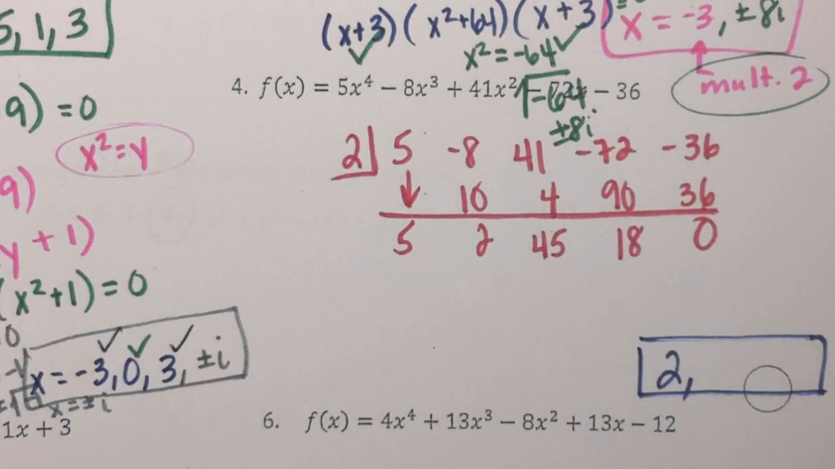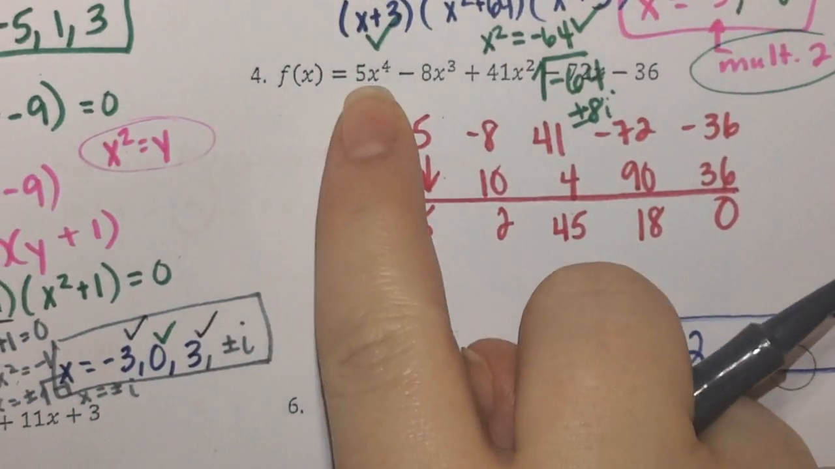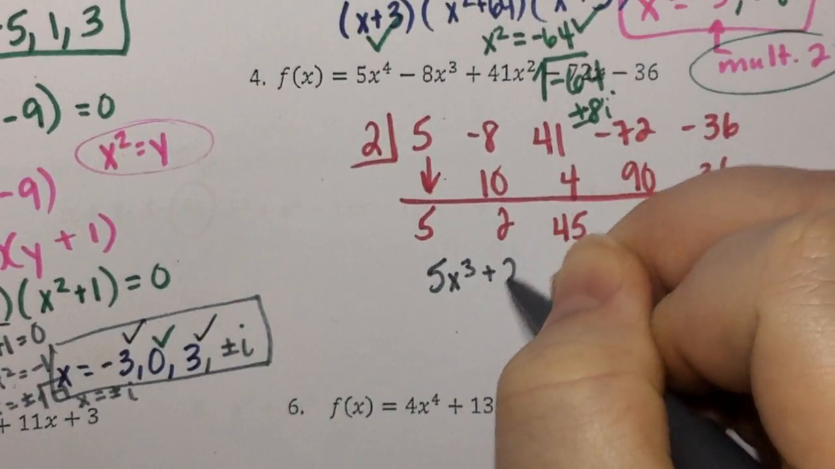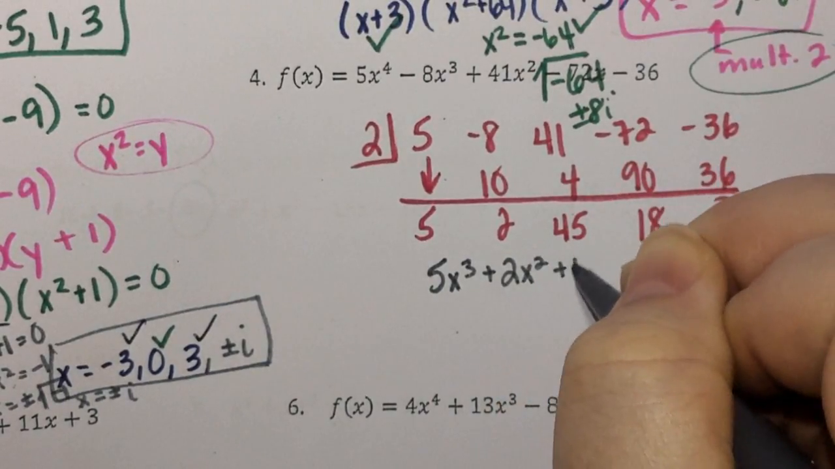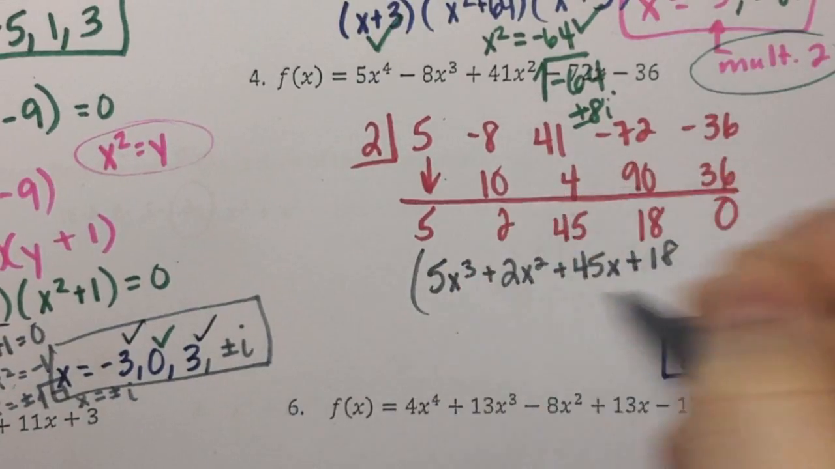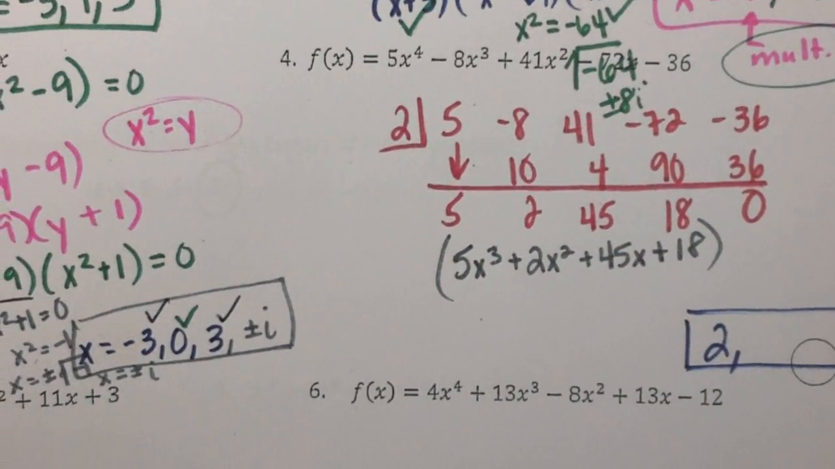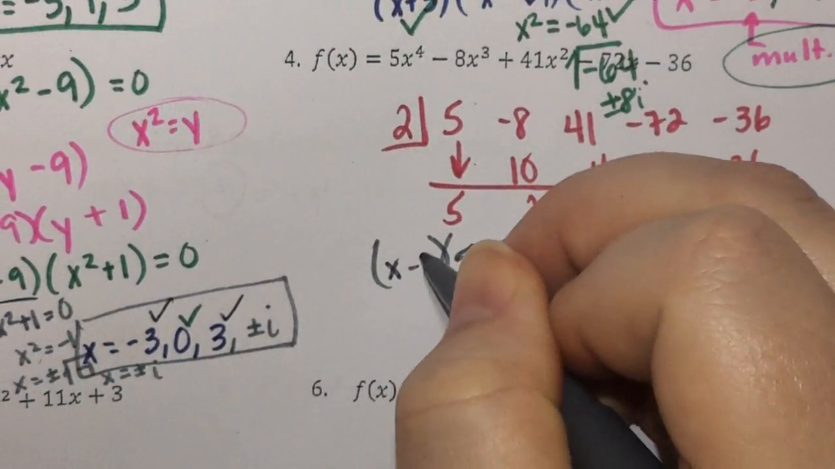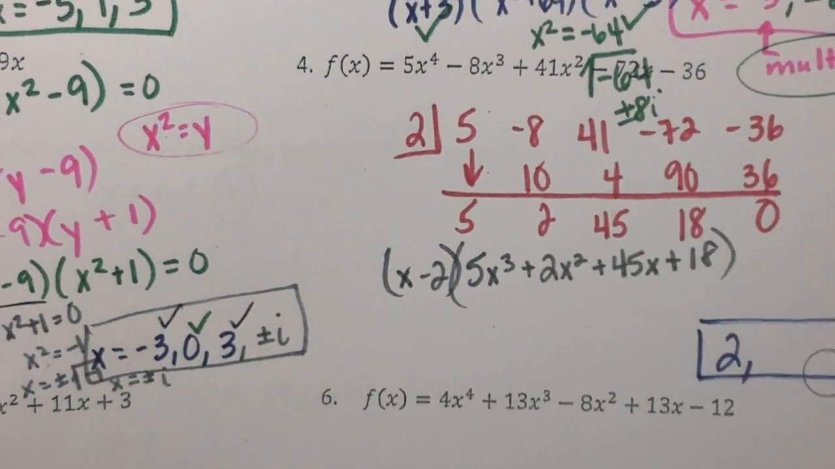Okay, so all that helped us figure out is that it was to the 4th. So 5x to the 3rd plus 2x squared plus 45x plus 18 times x minus 2 would have given us the original.